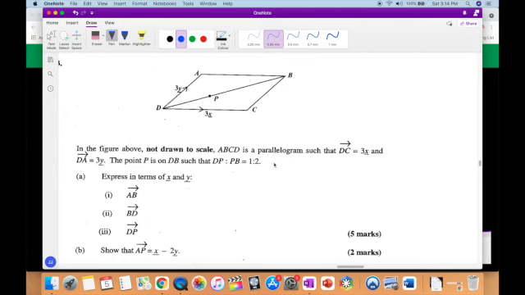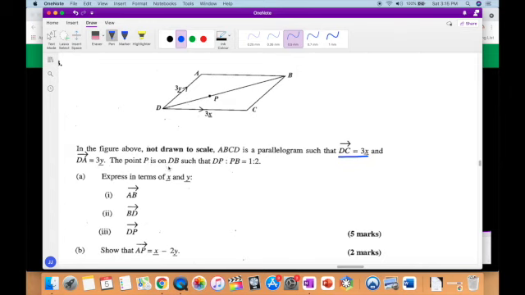So ABCD is a parallelogram such that DC is which one? DC, oh, it's 3x. Oh no, we have some x's in here. Oh no. But then again, we just have M and V, and it's all the same anyway. So DC is 3x, all right. And DA is 3y. All right. Thanks for telling me that.